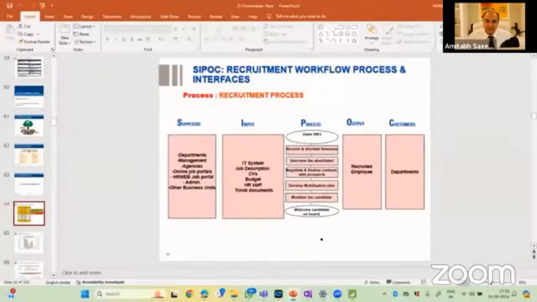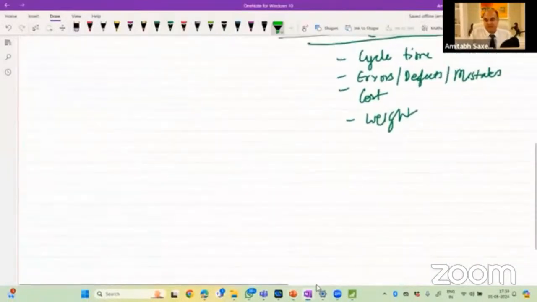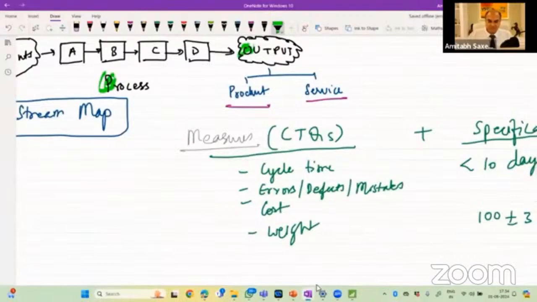I did tell you there are two types of data: continuous data and attribute data. So cycle time is continuous data. Errors, defects, defectives, and mistakes are attribute data. Cost is continuous data. Weight is continuous data. Infection rate is attribute data. Okay, I hope you remember that.